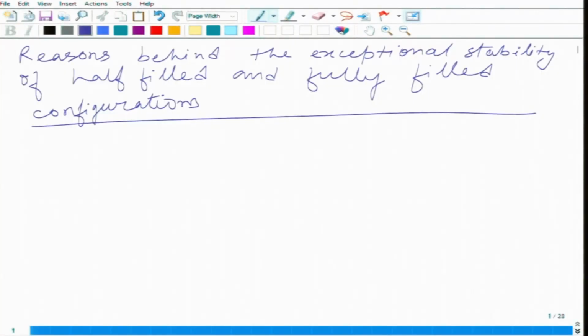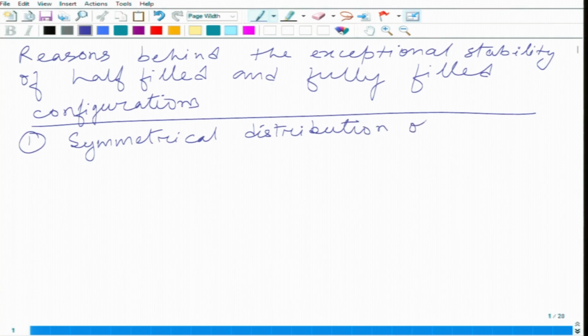Now, what are the reasons behind this exceptional stability? So, there are two reasons. One is the symmetrical distribution of electrons and another is the exchange energy. So, the reasons behind the exceptional stability of half filled and fully filled configurations. The first one is symmetrical distribution of electrons. Okay.